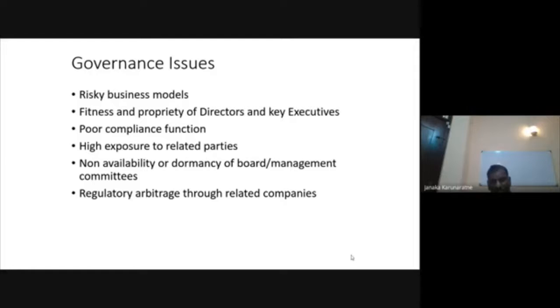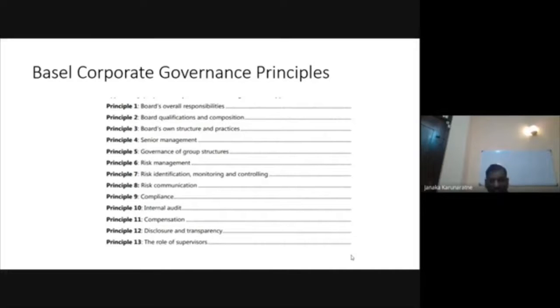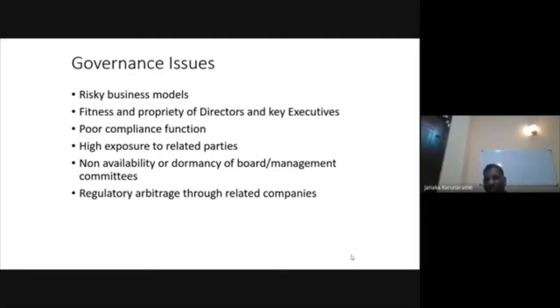Another important element is high exposure to related parties. When it comes to related parties, it's very important. I mentioned here the governance of group structures. Related parties means your related groups, entities, and your own related individuals. When a bank has high exposure to related parties, especially in terms of credit, it is very difficult to recover in a difficult period, because people are reluctant to engage or dialogue with related parties, and the related institution may itself go into problems, which makes it difficult for the parent entity to cover up their losses as a result of related party failures.